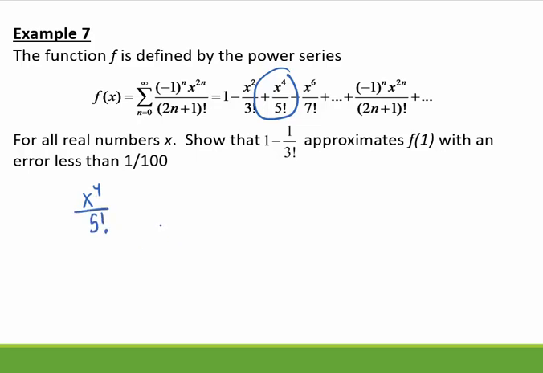Okay, I plug in 1. When I plug in 1, I get 1 over 120. Well, that's going to be less than 1 over 100. So that's showing me that this approximates whatever crazy function this is, f of 1, with an error less than 1 over 100. Okay, that is the error bound.